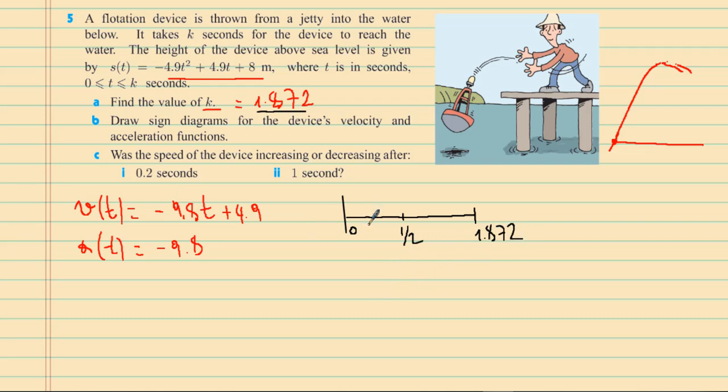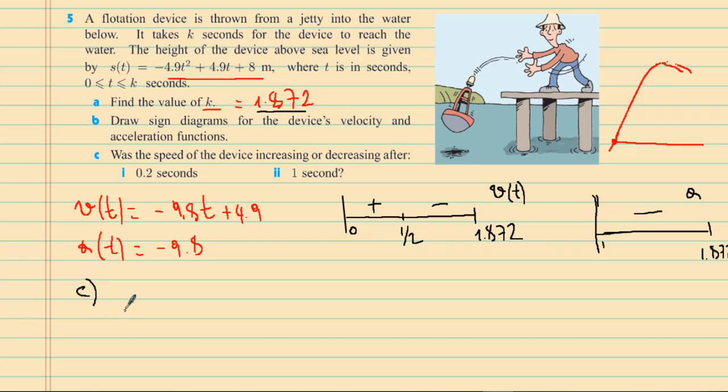For the velocity, this part will be positive and this part will be negative. Then for the acceleration, it's always negative for any time, until 1.872 when it reaches the water. And we did it.